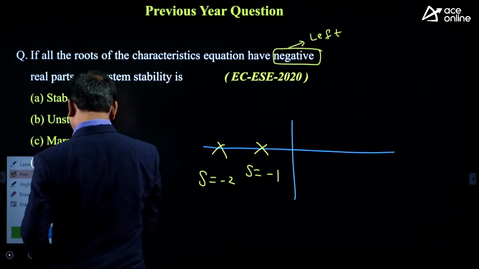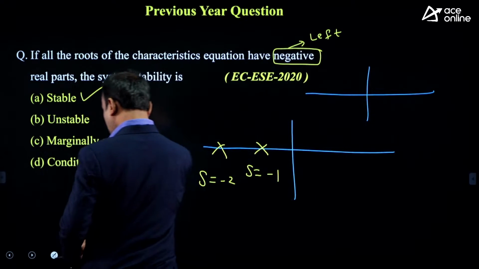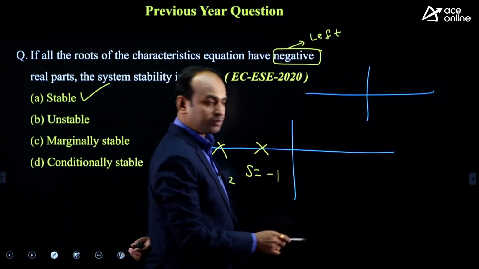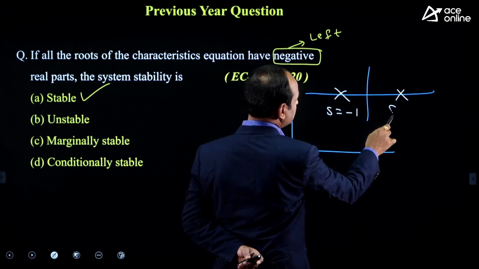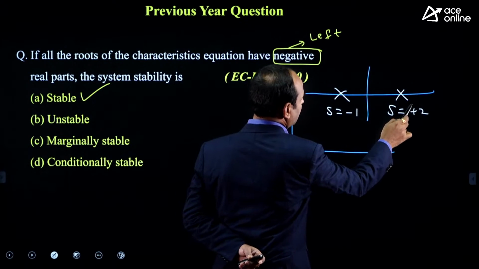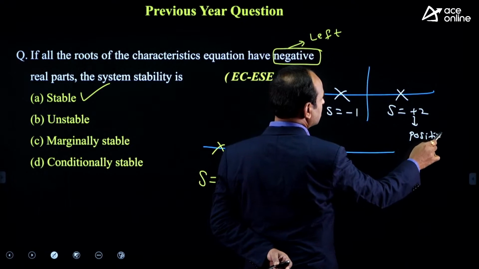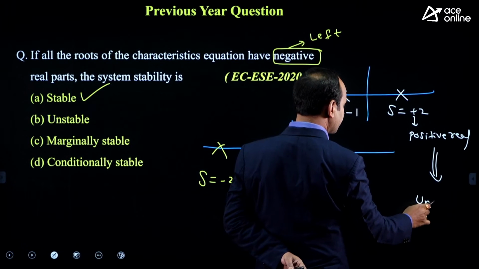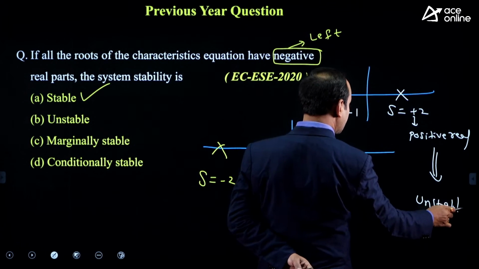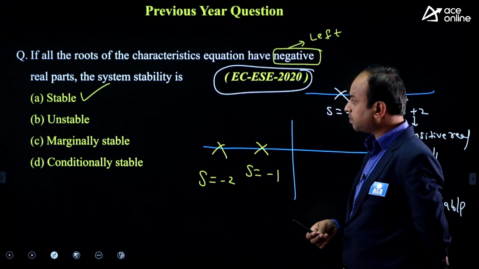Suppose any system is having a positive real part. Suppose this is a positive real part here. Observe. Now at S equal to minus 1, and one more at S equal to plus 2. It is a positive real part. Positive real part means the system becomes unstable here. For negative real parts, the system becomes stable only. This question was given in ESE prelims 2020 based upon stability.